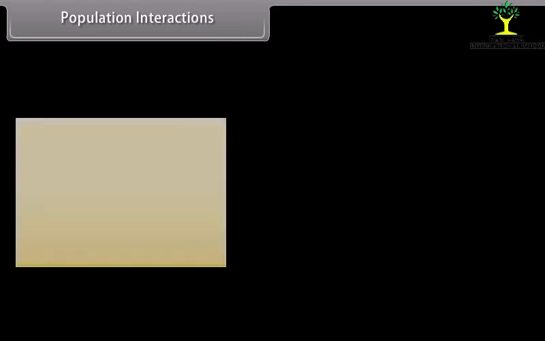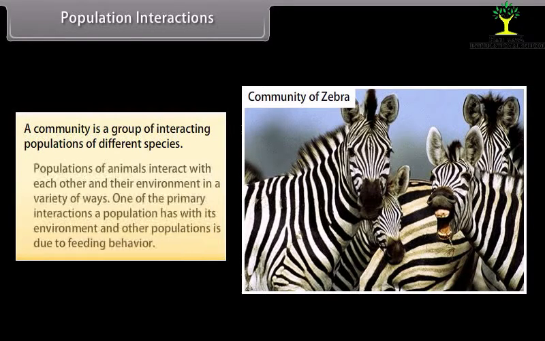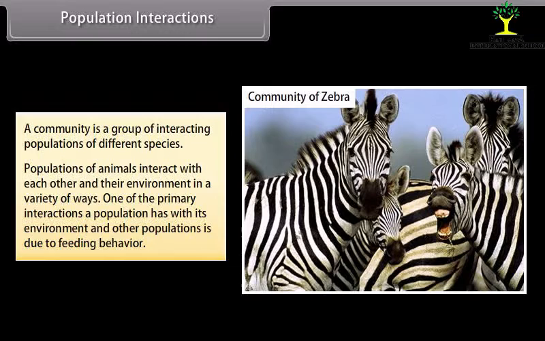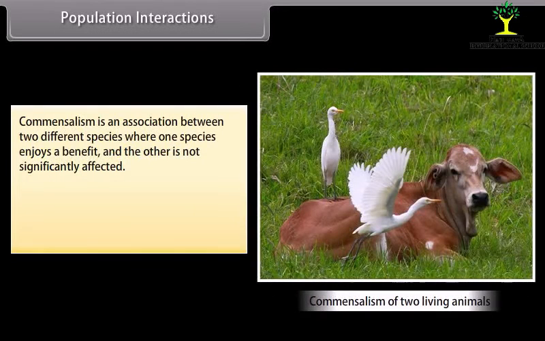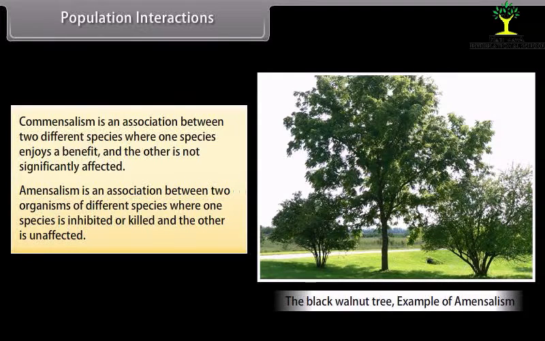Population interactions. A community is a group of interacting populations of different species. Populations of animals interact with each other and their environment in a variety of ways. One of the primary interactions a population has with its environment and other populations is due to feeding behavior. Commensalism is an association between two different species where one species enjoys a benefit and the other is not significantly affected.